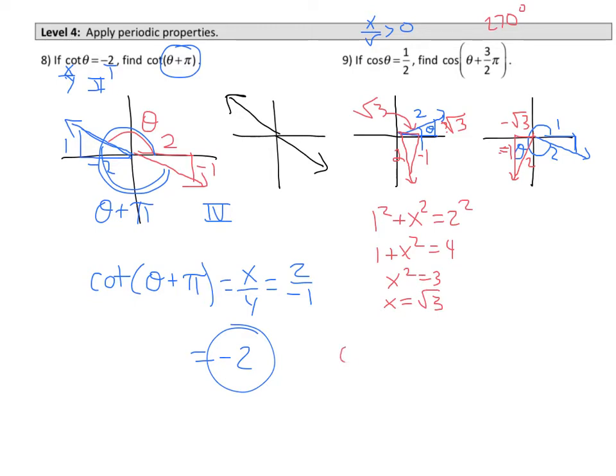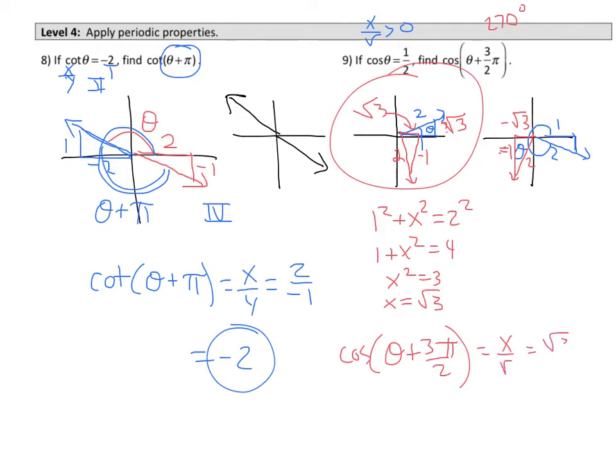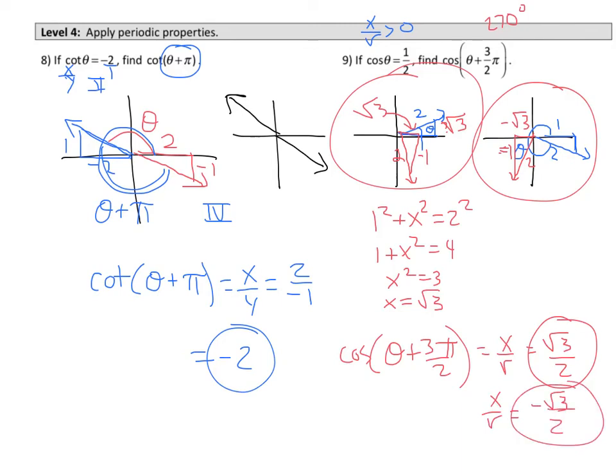So then cosine of theta plus 3 pi over 2 would be, if we look at the first case, x over r would be radical 3 over 2. But if we look at the second case, we get x over r would be negative radical 3 over 2. So either of those is possible.